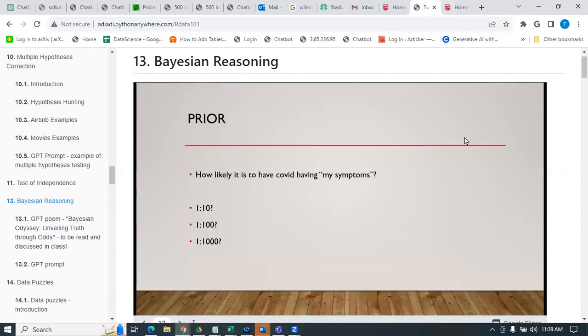So let's start with a prior. Prior is very important. We often forget about the prior, the base. How likely is it to have COVID, having my symptoms? Let's say I have sneezing, I have a bit of a fever. So let's make some assumptions. Well, is it 1 out of 10, 1 out of 100, 1 out of 1,000?